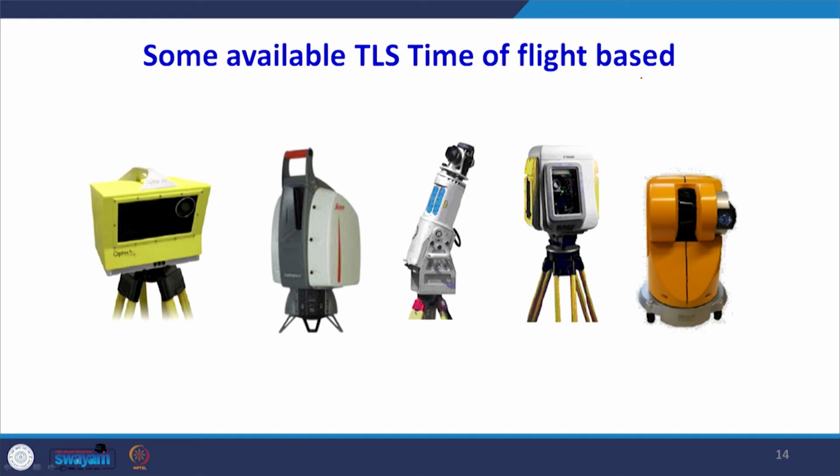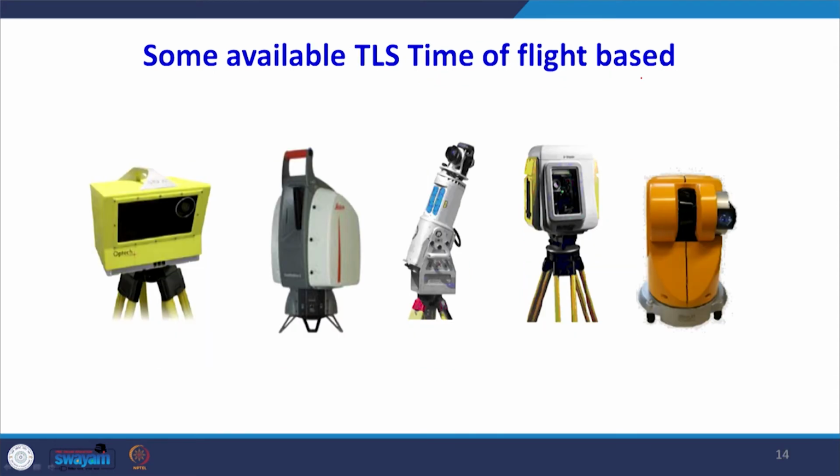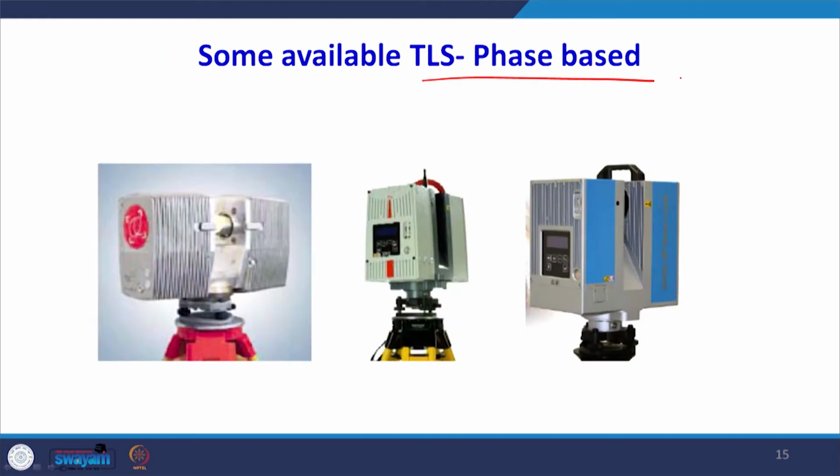There are a very large number of terrestrial scanners available in the market with different specifications and different ranges. They give you different accuracy and different range, depending upon the specification and the price of these devices. There are some which are phase based. These scanners will measure the phase in order to compute the distance, while the previous one which I showed you is based on time of flight. If we know the time, we know the distance. So these are the two approaches, phase based and time of flight based.